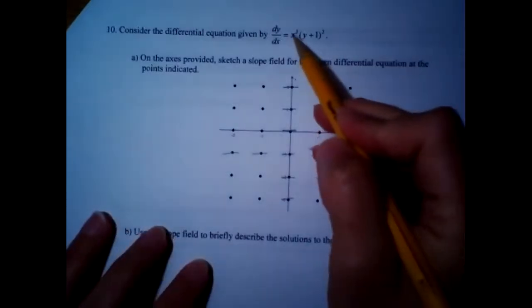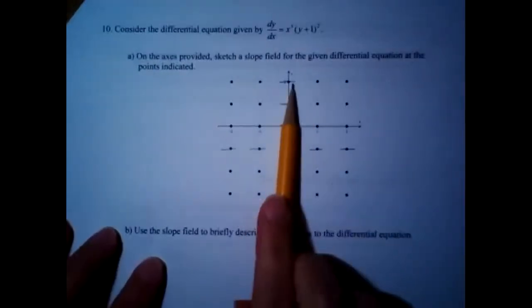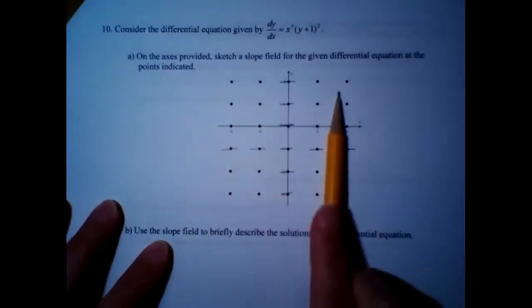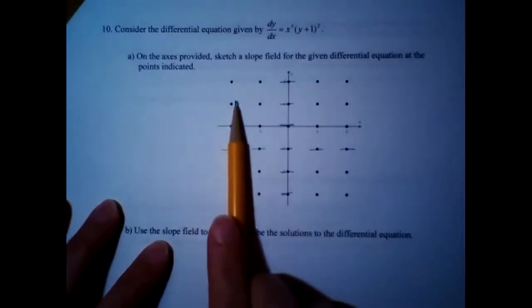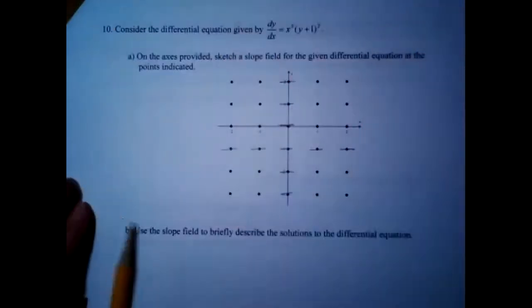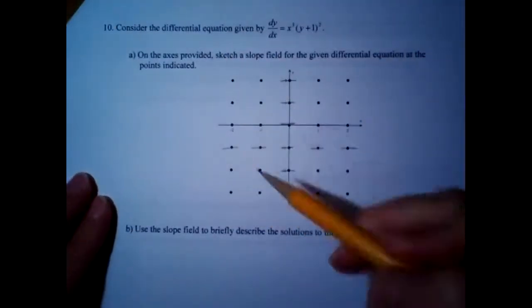Notice we have the y cubed over here. On this side, all the x's are negative. On this side, all the x's are positive. So once we get this half, we can take that and reflect it over. So we're really going to just need to do these points over here, right?